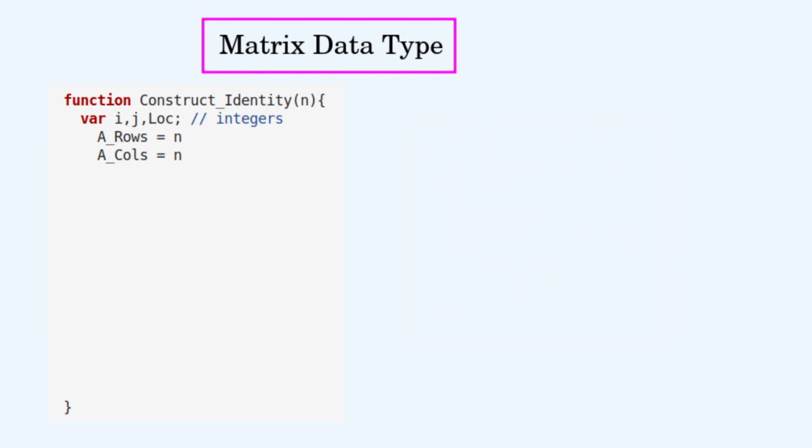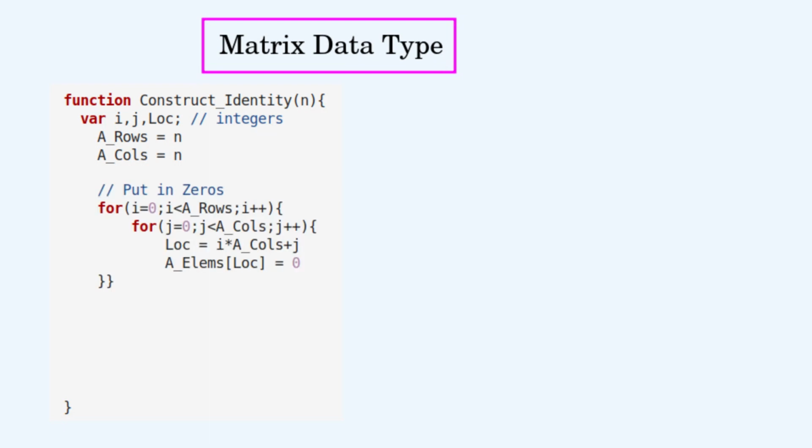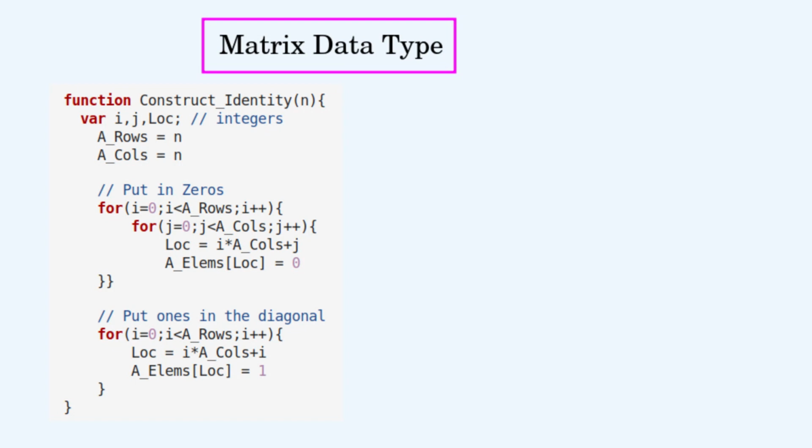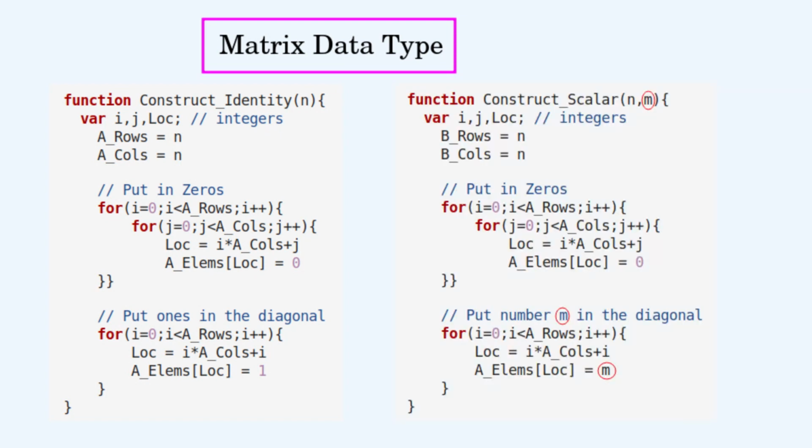We'll now make a function to construct an n by n identity matrix. Firstly, we'll set every element to be 0. Then we'll set every diagonal element to be 1. It is actually faster to set these diagonal elements twice, rather than to put an if statement inside the zeros loop. And the function to construct a scalar matrix is nearly the same, except that a number m is used as a parameter variable to set every element in the diagonal to be m instead of 1.